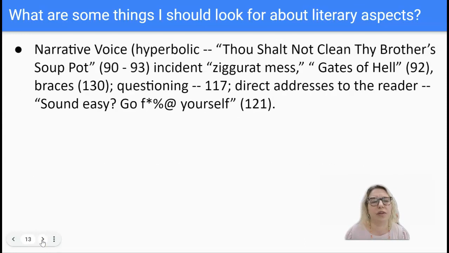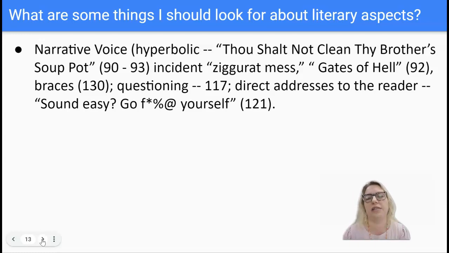All right, moving on to some literary aspects. The narrative voice is hyperbolic. It is exaggerative all the way through. A really good example of this is the "thou shalt not clean thy brother's soup pot" incident on pages 90 to 93. First of all, he describes the dishes in the sink as a ziggurat mess. A ziggurat is a kind of tower from ancient Mesopotamia, the kind that was probably being described in the story about the Tower of Babel, for those of you who had to go to Sunday school and learn about that.